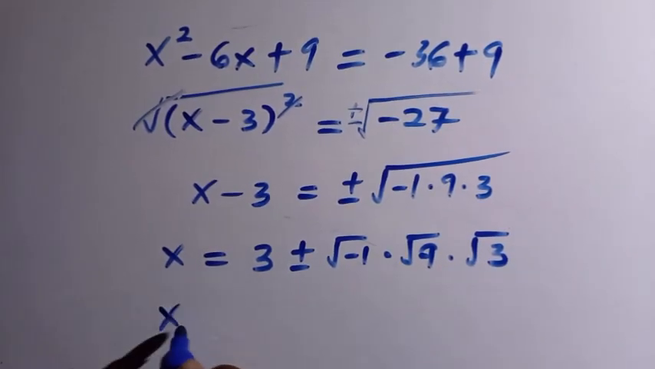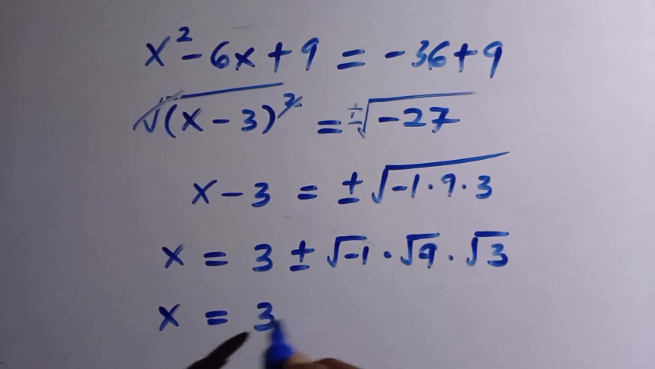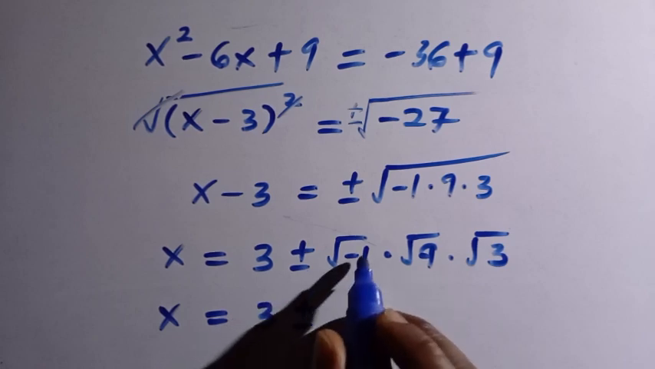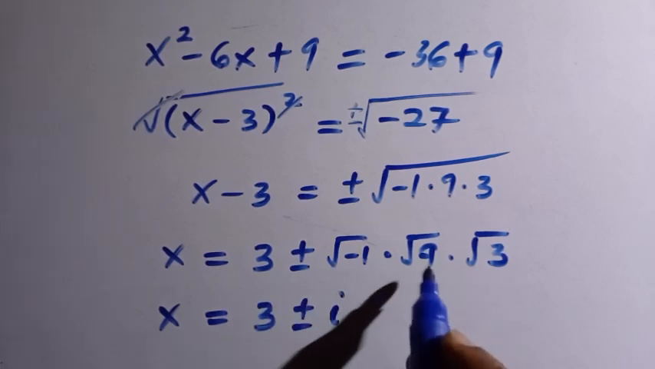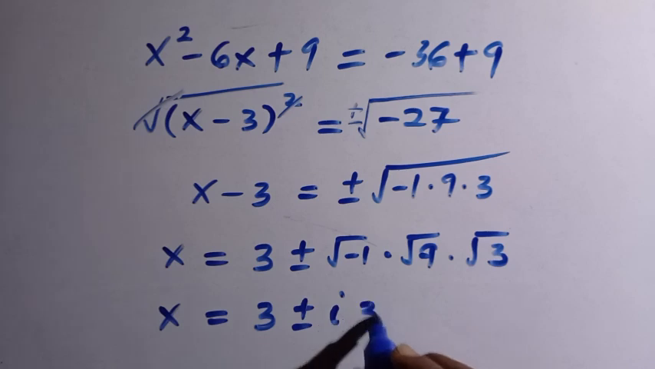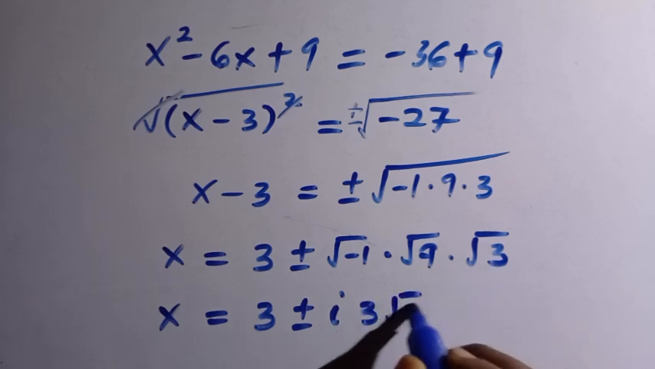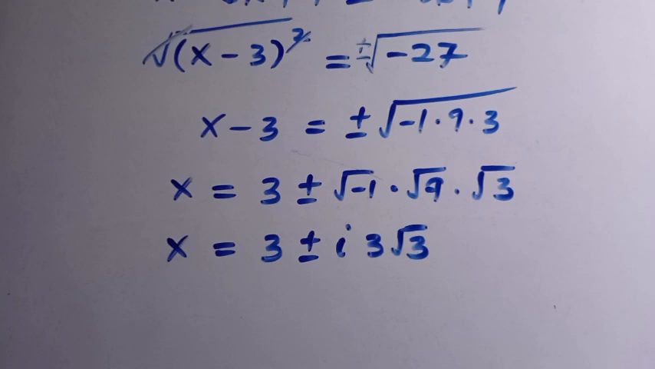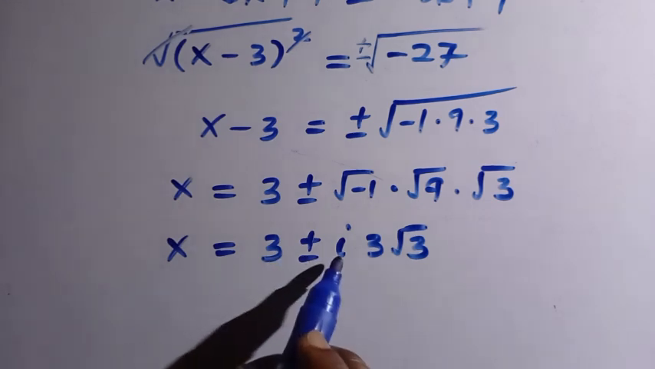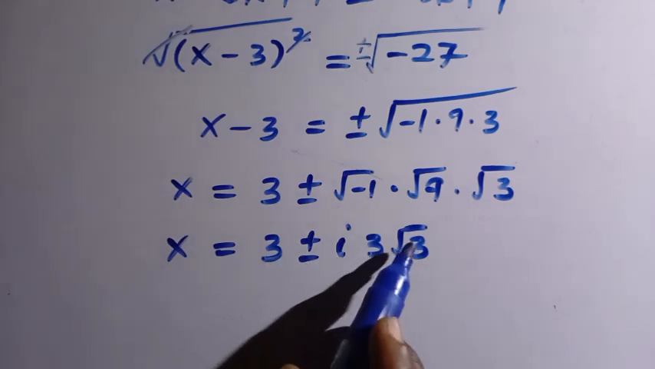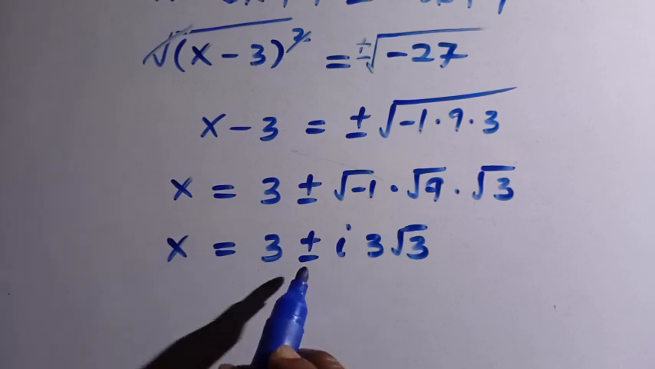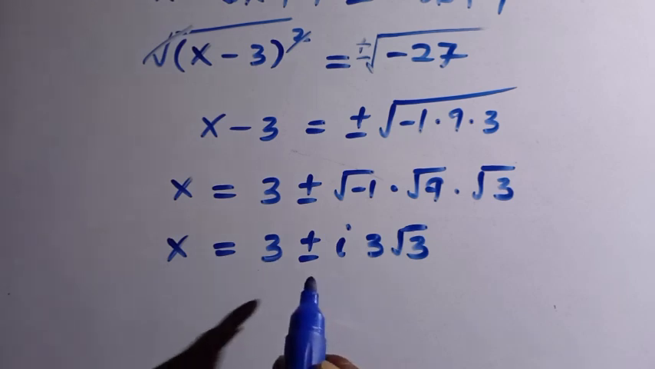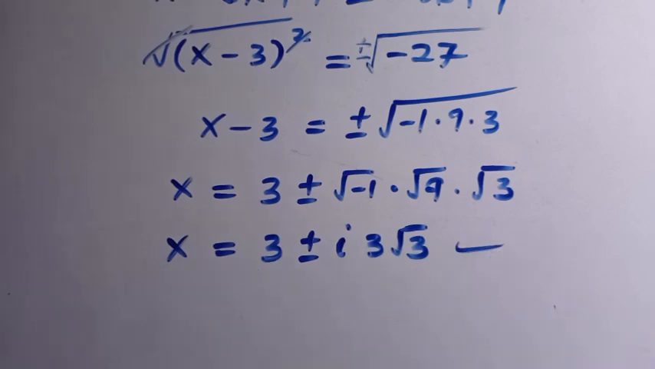Then we have x equals 3 plus or minus square root of minus 1, that is i. Then square root of 9, that is 3. Then here is square root of 3. So there are two solutions here as well, which is 3 plus i 3 root 3 or 3 minus i 3 root 3. So here are the complex solutions.